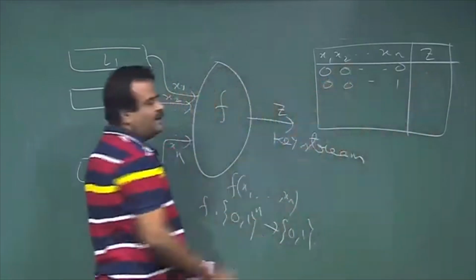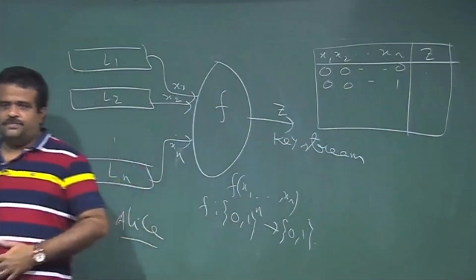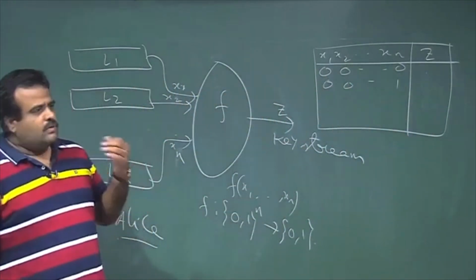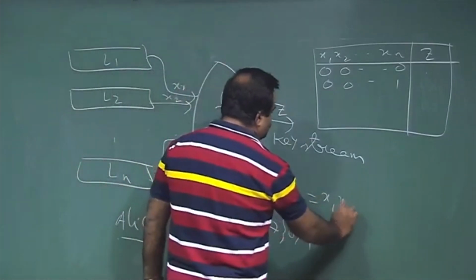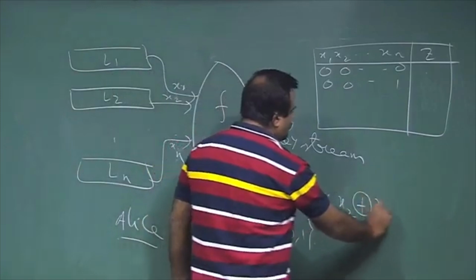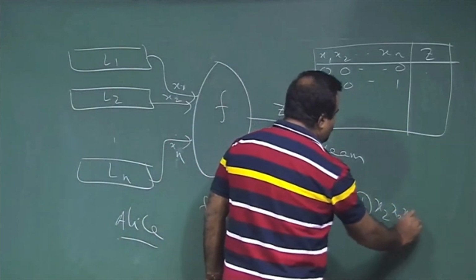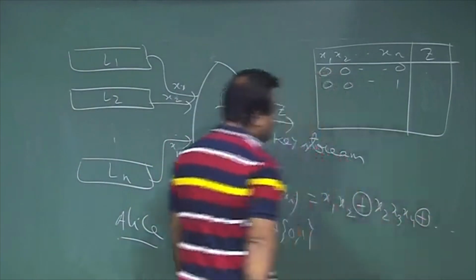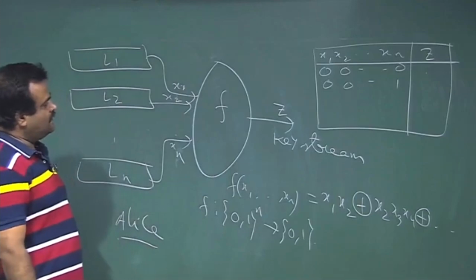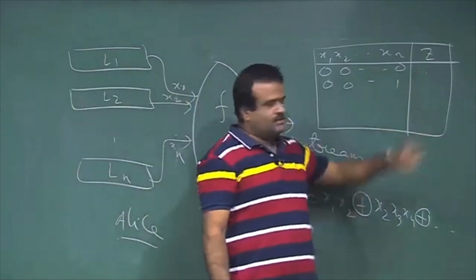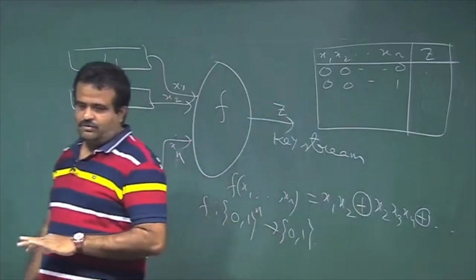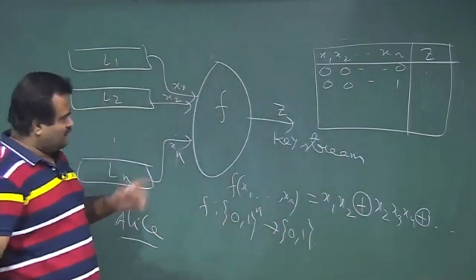So we can explicitly have the truth table to represent this function, or we could have an algebraic form, like we can have this function to be, say, x1, x2 XOR with x2, x3, x4, like this. Okay. Now we call this function balanced if the number of zeros and number of ones are the same. Then we call this function a balanced function.